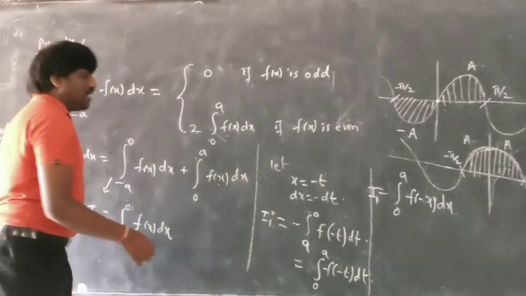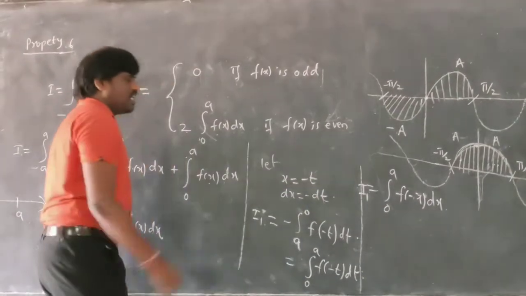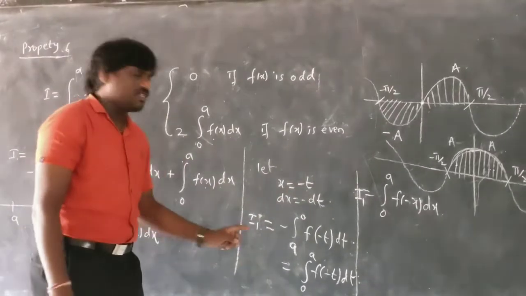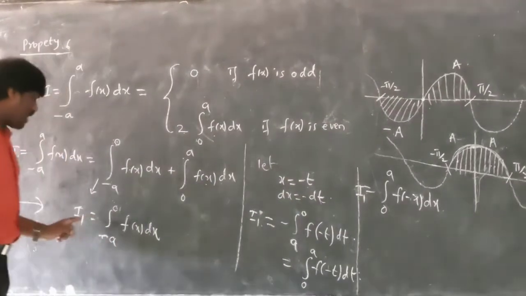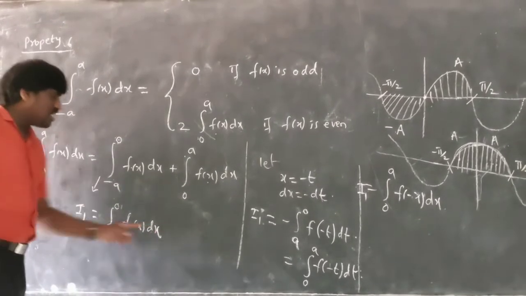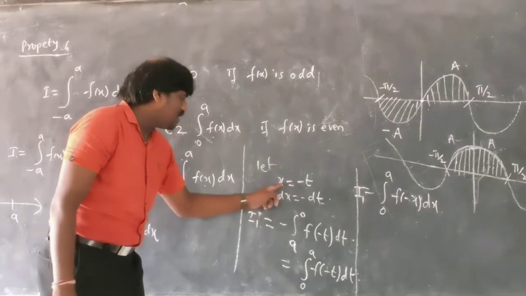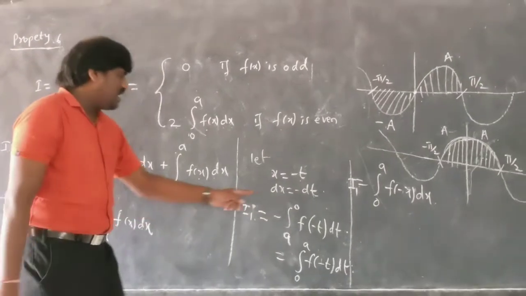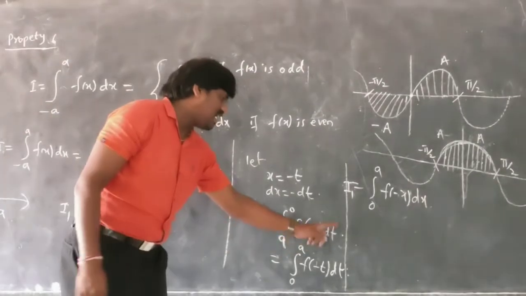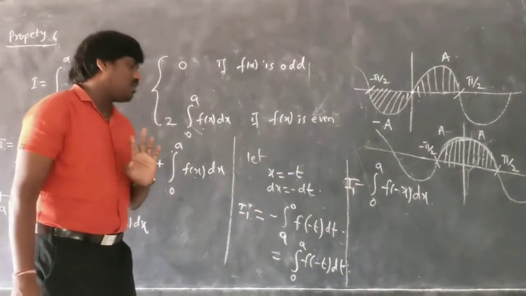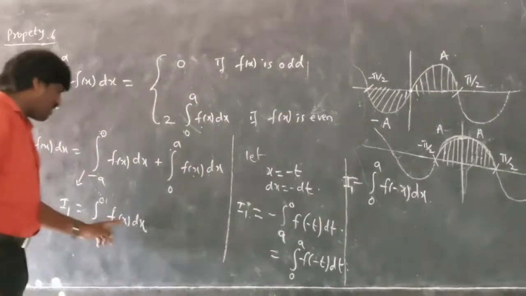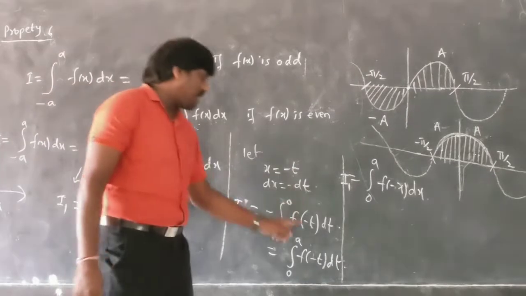To prove this one, let us take x is equal to minus t. If x is equal to minus t, then after differentiation, dx is equal to minus dt. So I get I1 is equal to the integral from minus a to 0 of f(x) dx. How is it changing? See here, dx is becoming minus dt, so I change this dx into minus dt. I have taken the minus out. So dt, and in the place of x, what do I have to write? f of minus t.